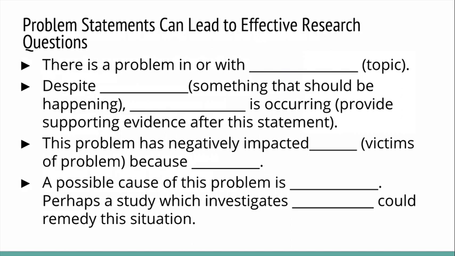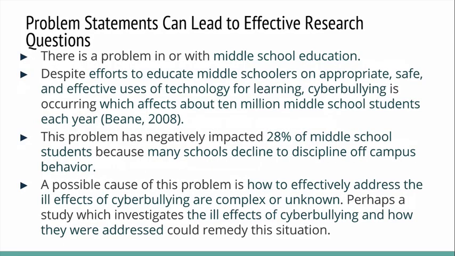Now, I'm not going to read it out for you. You are intelligent AP students. You can read for yourself. So let's actually take a look at what some of this looks like. There's a problem in or with middle school education, so a specific, particular topic. And what you're going to notice is that they go from broad to extremely specific by the end of this problem statement. So they're starting off with, again, their basic topic, middle school education.